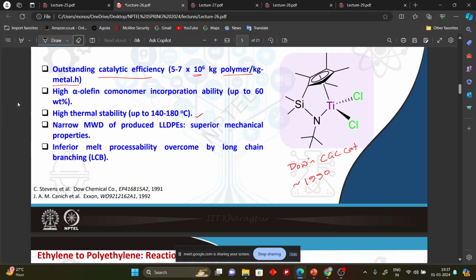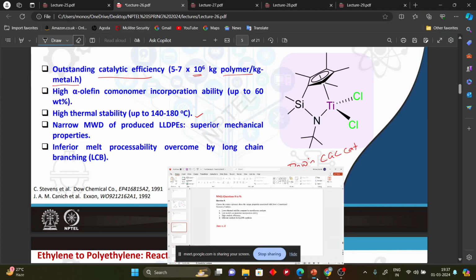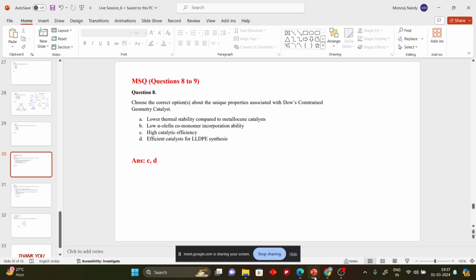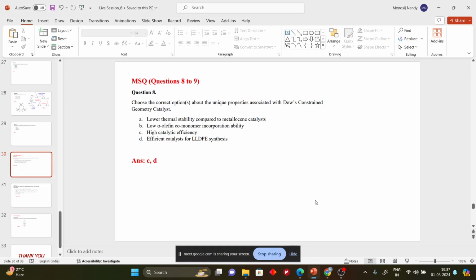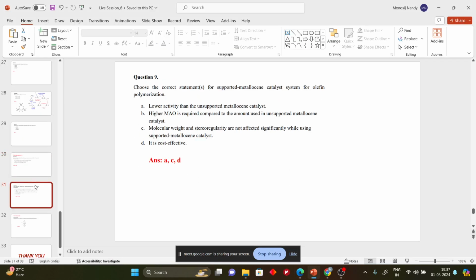High catalytic efficacy. So here catalytic efficacy is 10 to the power 6 kg polymer per kilo of metal. Very high, is the right one, and for LLDPE synthesis. So again, narrow MWD produces LLDPE, so for superior mechanical strength. If we check, that's C and D, we have seen that would be your right option.